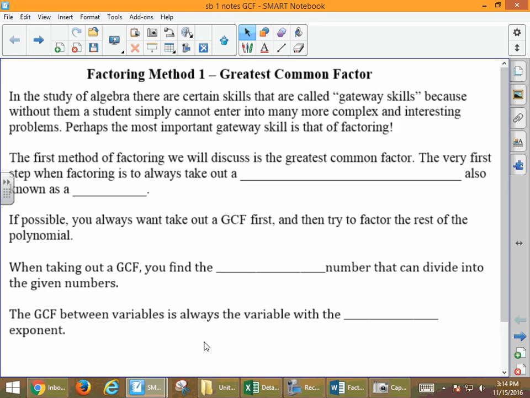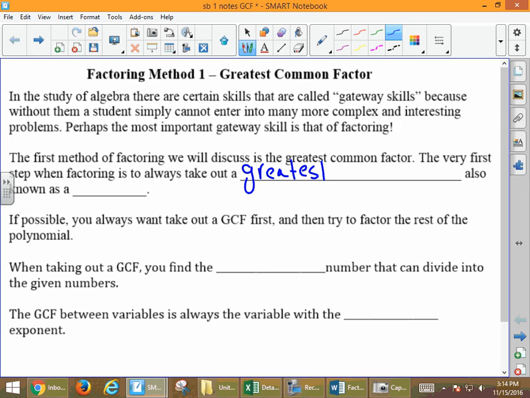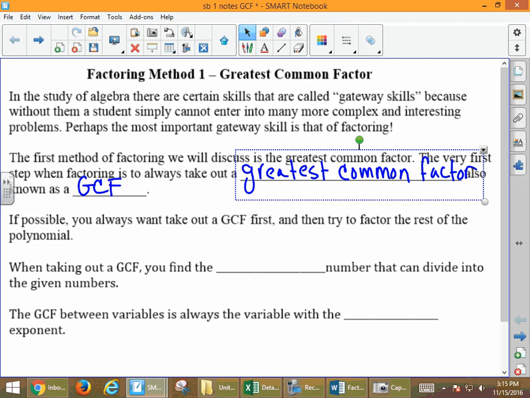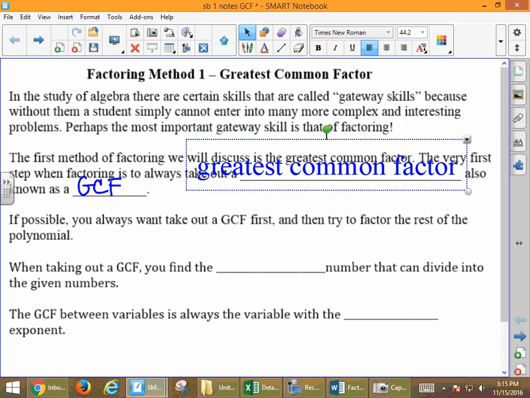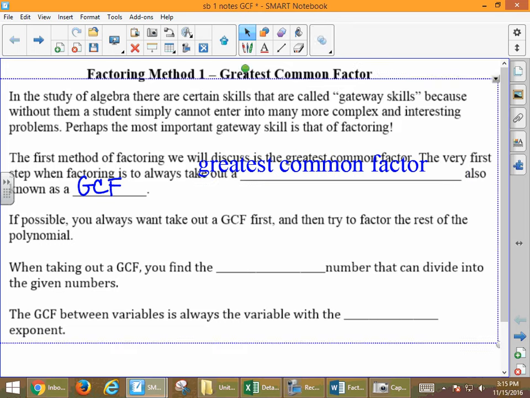The first method that we're going to talk about today is called the greatest common factor method. And the very first step when factoring is always to take out the greatest common factor. And that's also known as the GCF. Greatest common factor there again. Just a little bit too big for the space here, but I'll slide it over.